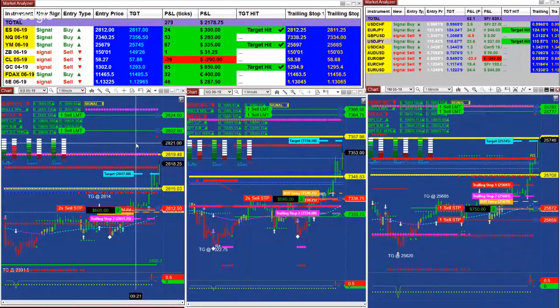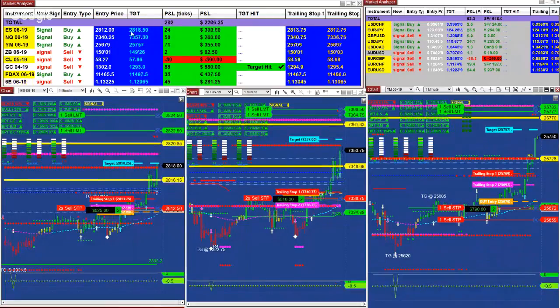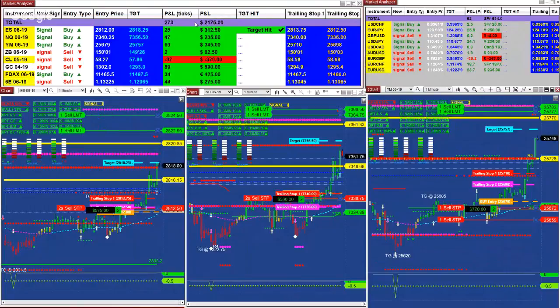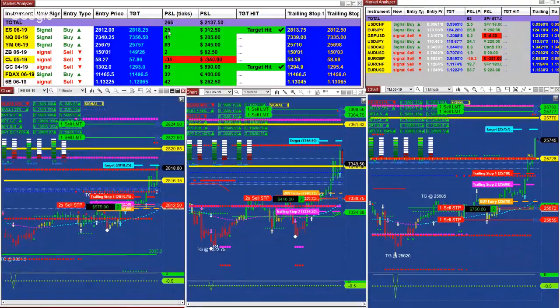For the ones who don't know the system, we are looking at the fully automated or ATM strategy. As an example, you see the ES entry was 2812, and now we have 2818.25 as a target. You can see the target has hit from the market analyzer. This is not the whole day. It is the 25 ticks from the last signal entry.